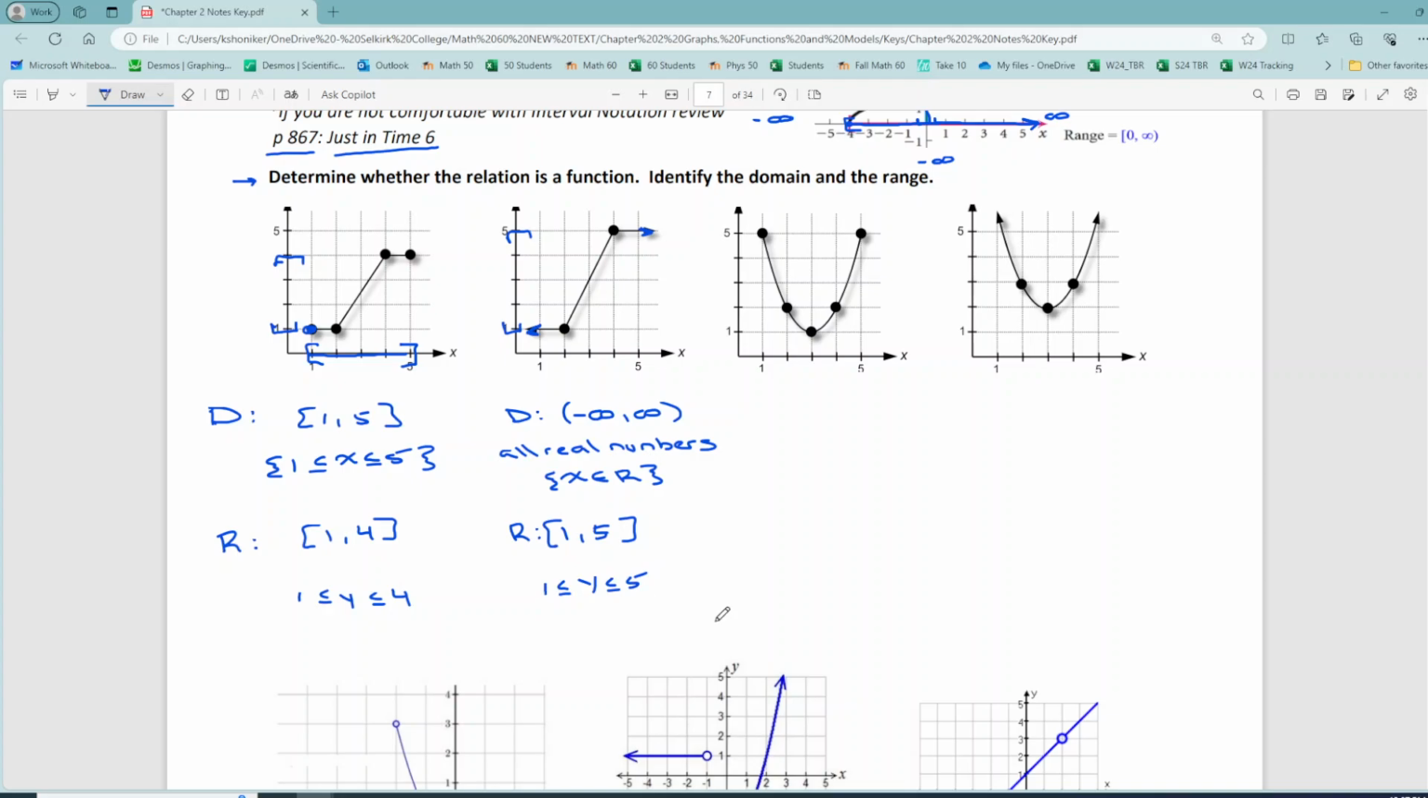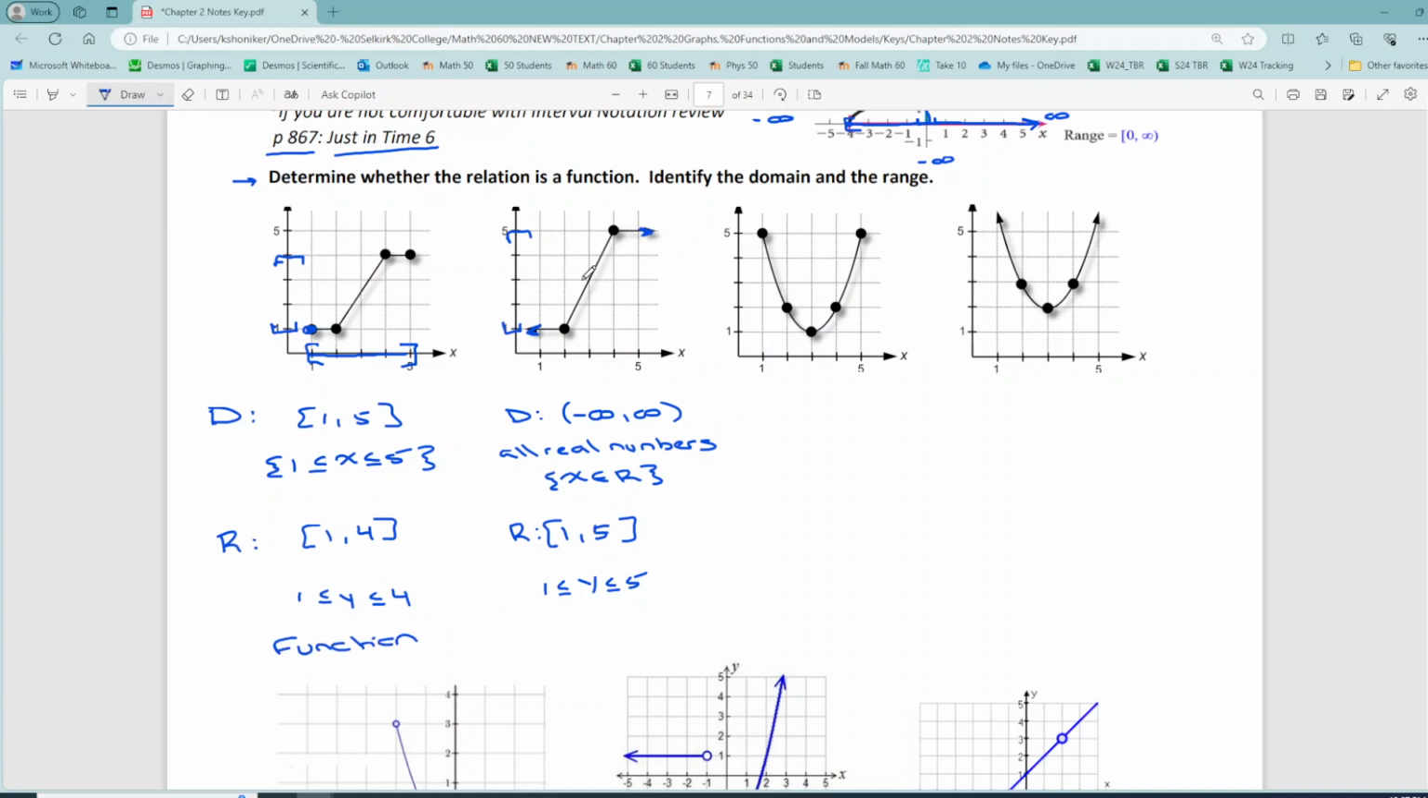Pause the video and try the next two. And also, actually before you try the next two, we forgot the first part. Determine whether the relation is a function. So what we would do is the vertical line test. Do I pass through more than one point? No. So this guy is a function.